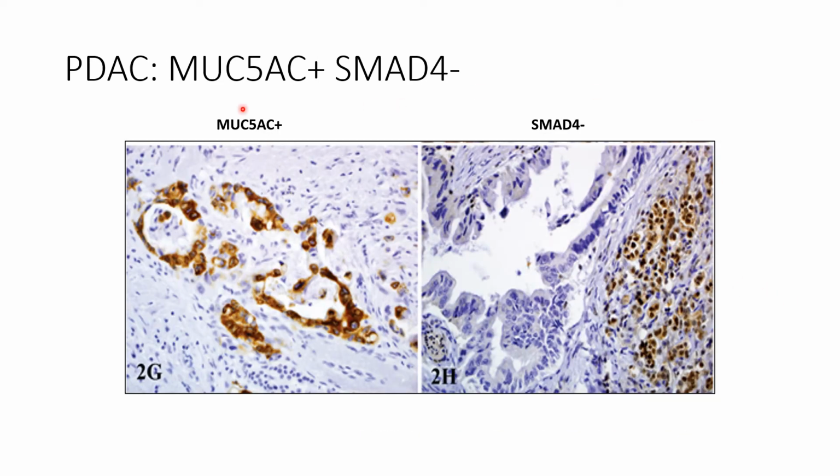And another marker we have for PDAC is MUC5AC. Here also you can see the strong cytoplasmic positivity, but the nucleus, which is in blue color, is negative. And here the malignant glands are negative for SMAD4, but these structures, the brownly stained structures, are positive. They are the normal pancreatic parenchyma.